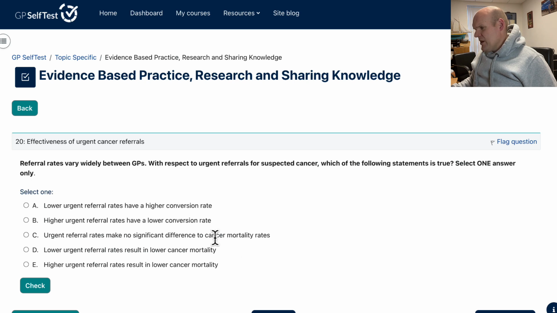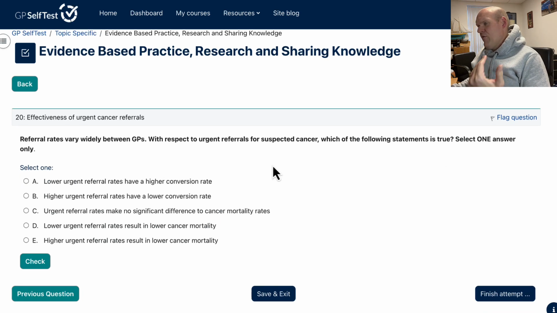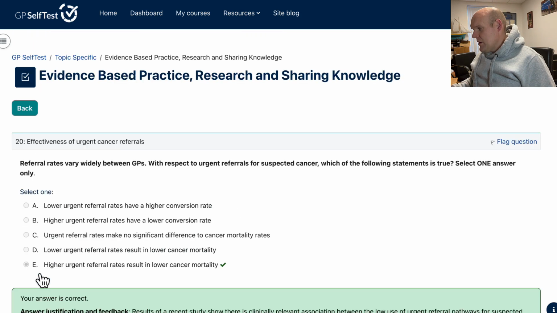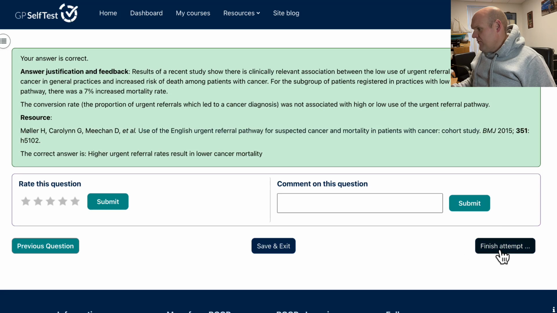So I'm assuming, with respect to urgent referrals for cancer, that we're using the 2-week wait rule. I would argue that the more you're referring under the 2-week wait, the lower the mortality would be, because you're picking up these cancers. That's my logic. It's a weird question. Yay, good. Finish. Phew. Let's see what I got.